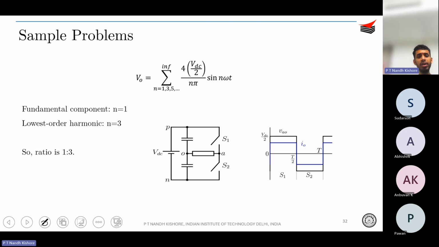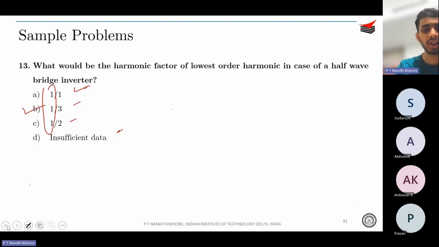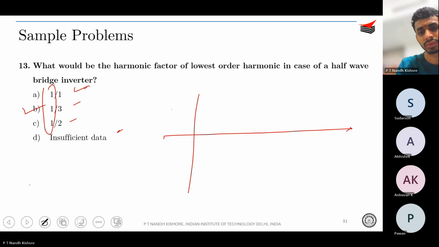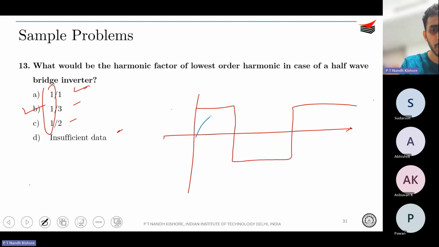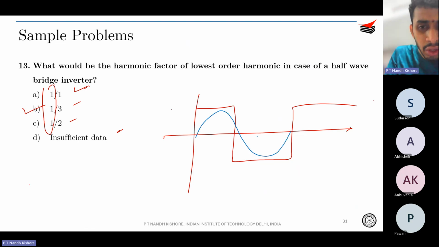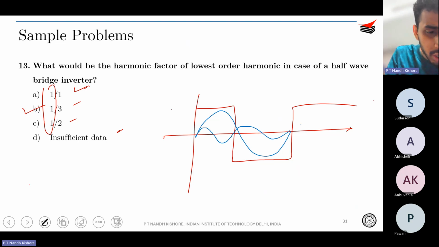For a half bridge inverter, or for any square wave, you know that it can be resolved into a number of sinusoidal components. This is the fundamental. And then you have your second order, and then you have the third order.